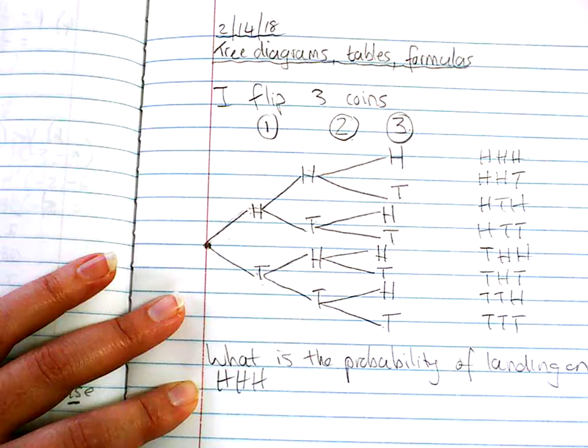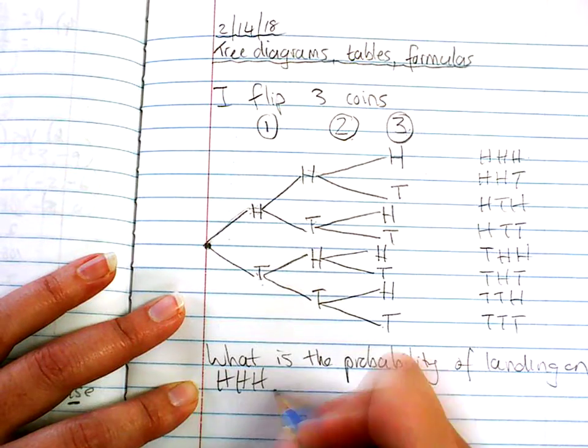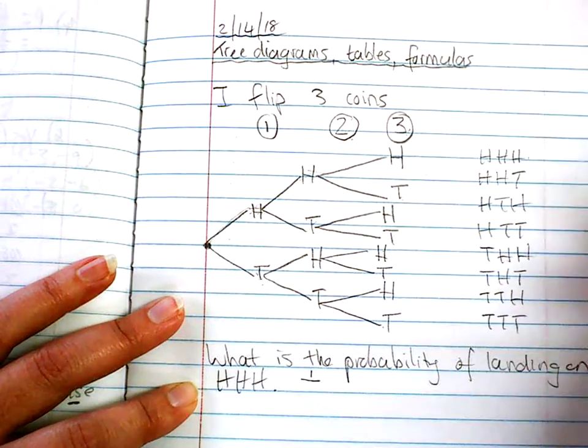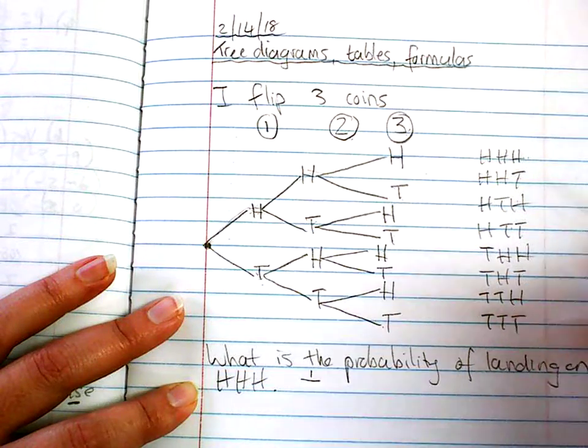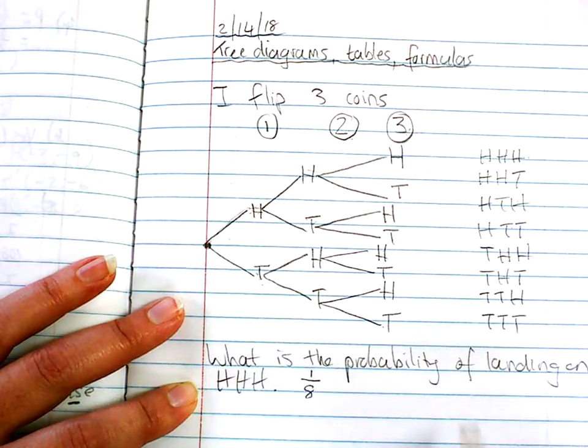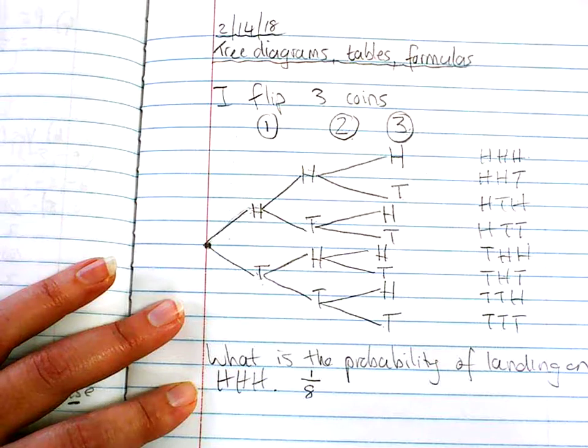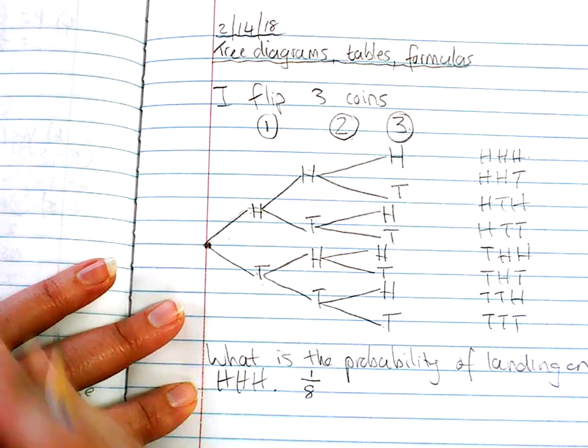So my probability is 1 out of, now we count all of them, 1, 2, 3, 4, 5, 6, 7, 8. My chances of getting heads, heads, heads is 1 over 8. Got it? All right. So this is a tree diagram.